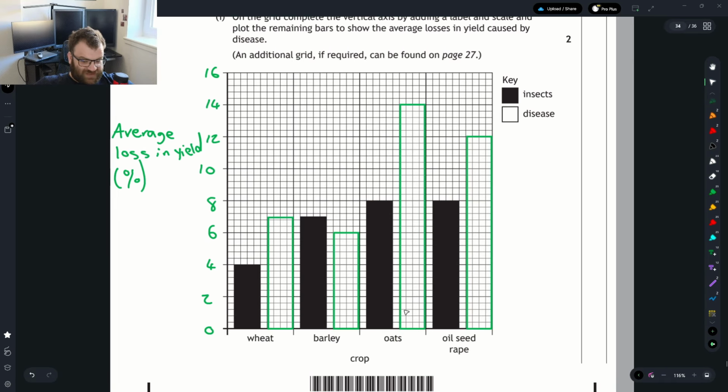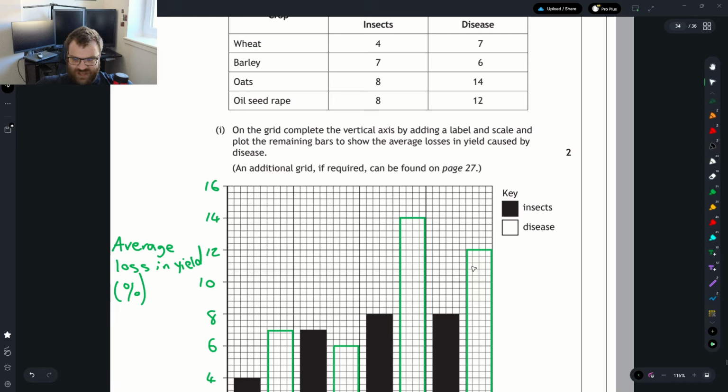A couple of things to remember: whatever you're changing goes along the bottom, your measurements, your dependent variable, goes up and down, your scales have to be even, and you want to be taking up at least half of the graph paper with your information. So we've ticked all those boxes. One last double check: 12 for that, and 8 for the oilseed. Oats are 14 and 8, yes. 6 and 7, yes. 7 and 4. And that looks good to me.